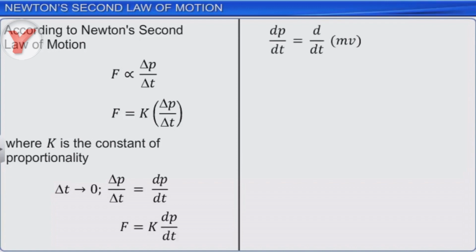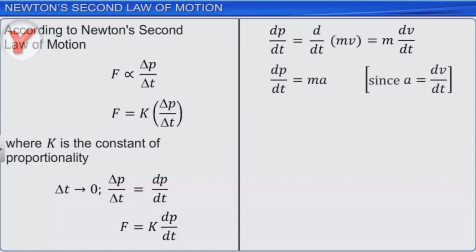Substituting p equals mv in dp by dt, we get dp by dt is equal to m dv by dt, or ma, since acceleration a is the rate of change of velocity v. Therefore, F is equal to kma, which defines Newton's second law of motion.